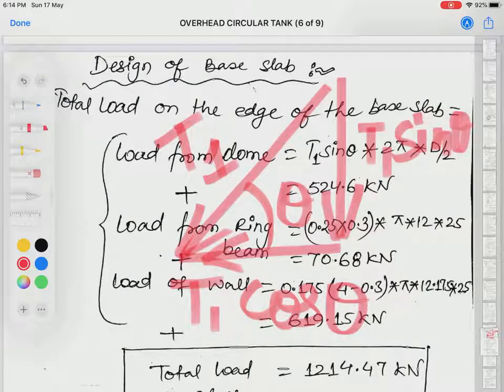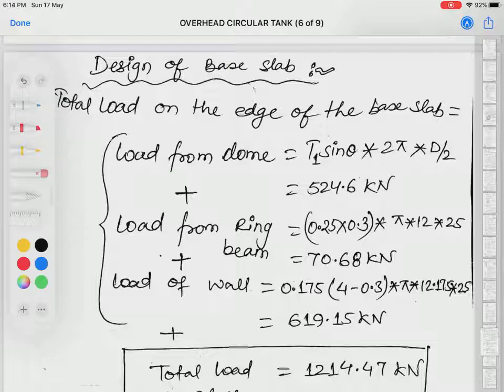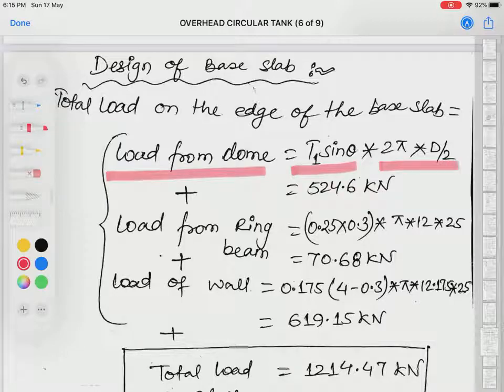So we just have to calculate this T1 sin theta, and you know that T1 sin theta is a uniformly distributed load. So we have to multiply it with the total perimeter length, the circumferential length of the circular tank. Okay. So load from the top dome will be T1 sin theta multiplied by 2 pi r. So sin theta we can calculate just like we have calculated cos theta, so you can get this value very easily, no problem.